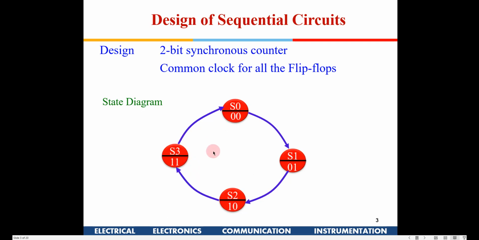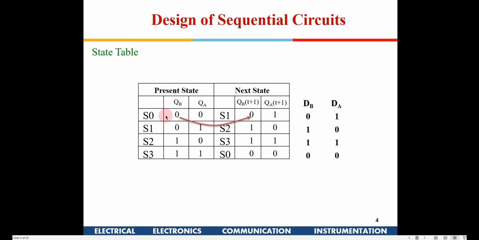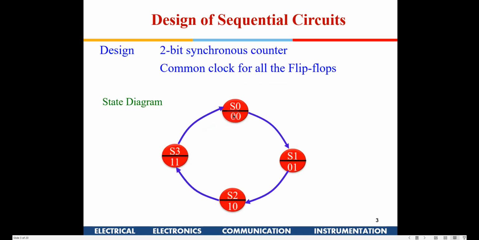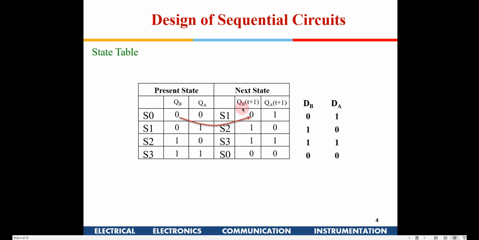We'll try to understand how to design this circuit. This is the present state. There are 4 different states: S0, S1, S2 and S3. 0 0 is the state of the flip-flops, and the next state will be 0 1. This is known as the state diagram. From the state diagram we are going to make a state table. From 0 0 it goes to 0 1, from 0 1 it goes to 1 0, from 1 0 it goes to 1 1, and from 1 1 it goes to 1 0.